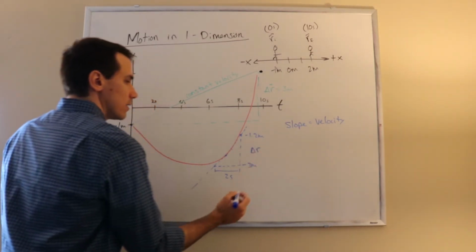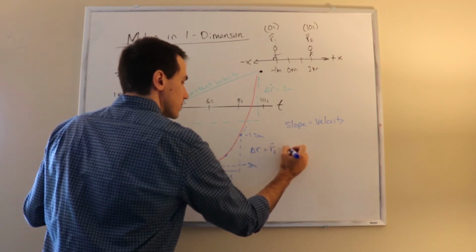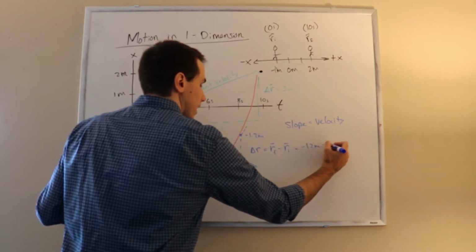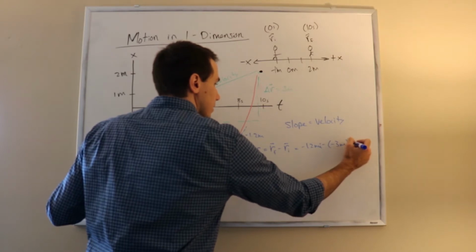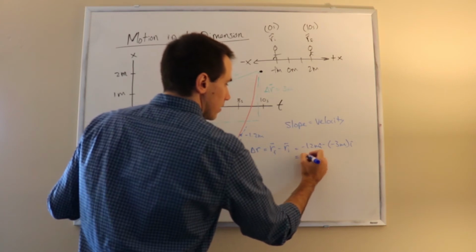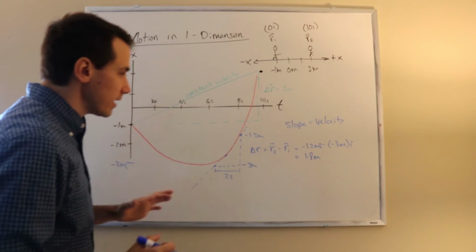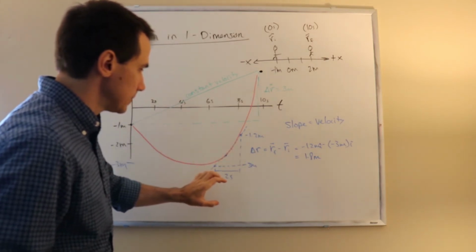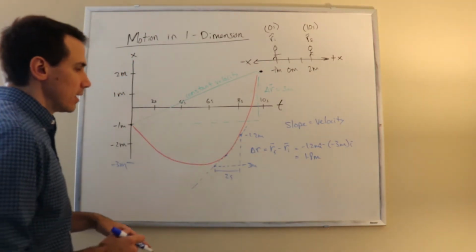Delta R looks like R final minus R initial, which is -1.2 meters minus -3 meters, and both of these are I hats, which is going to be 1.8 meters. All I have done is take the rise here that I just estimated by drawing this line.